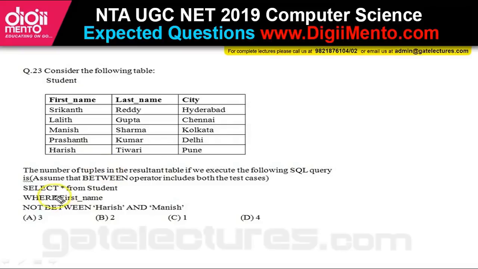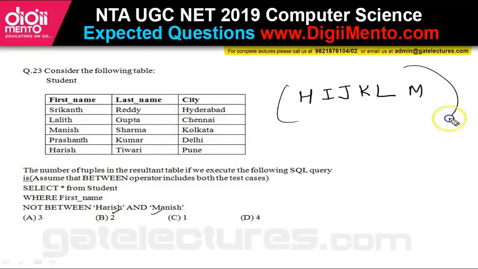So they're saying select star from student. Star means we have to display all the information where first name not between Harish and Manish. So when the between operator is applied with non-numeric data, we take the ASCII values. Basically I will take the H and the M. We can take the whole name, but no need. It will be H, I, J, K, L and then I have M here.